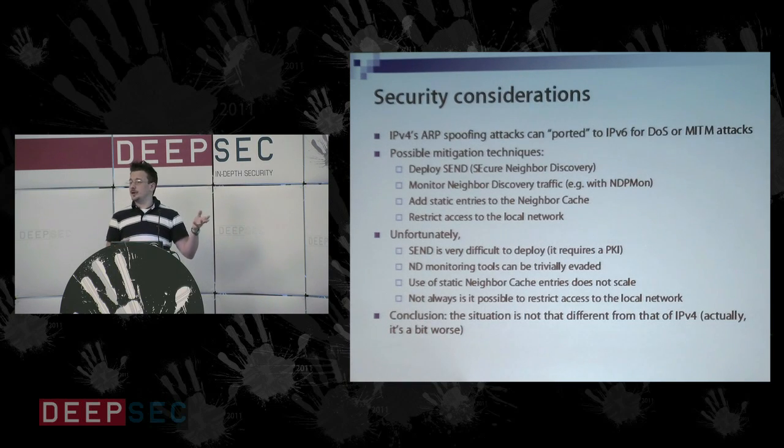The only thing to consider here is that there are some implementations in which even if you add static entries, they don't care about that and they still use neighbor discovery. So you should keep that in mind. And finally, there is restricting access to the local network, which is a general thing and not just for neighbor discovery, which means that to the extent that it's possible, if you can partition the network into many networks, that basically restricts the number of systems that an attacker can attack.